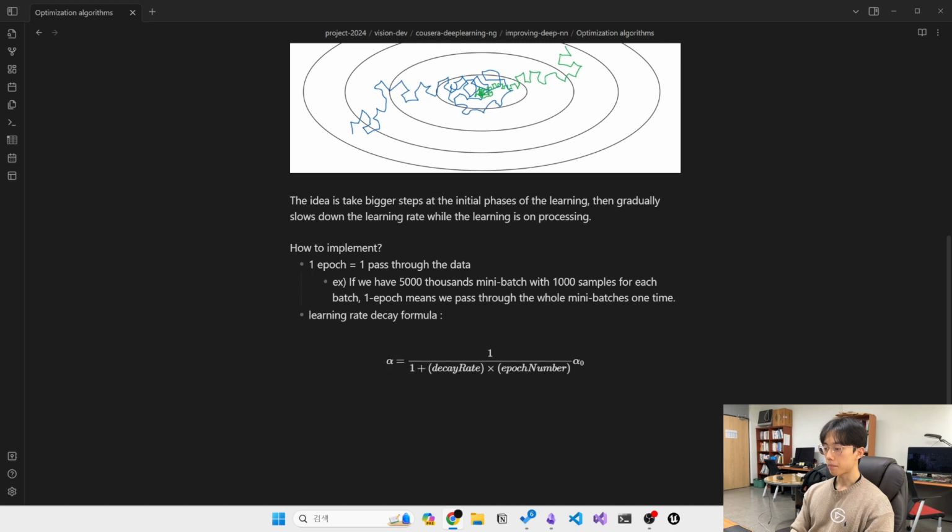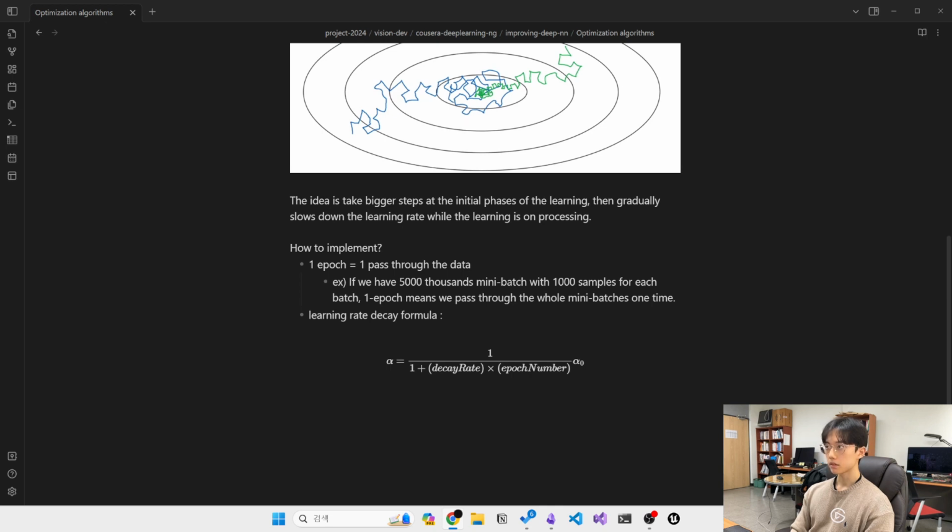So if you wish to use learning rate decay, what you can do is try a variety of values of both hyperparameter alpha 0 as well as this decay rate hyperparameter, and then try to find a value that works well. Other than this formula for learning rate decay, there are a few other ways that people use.